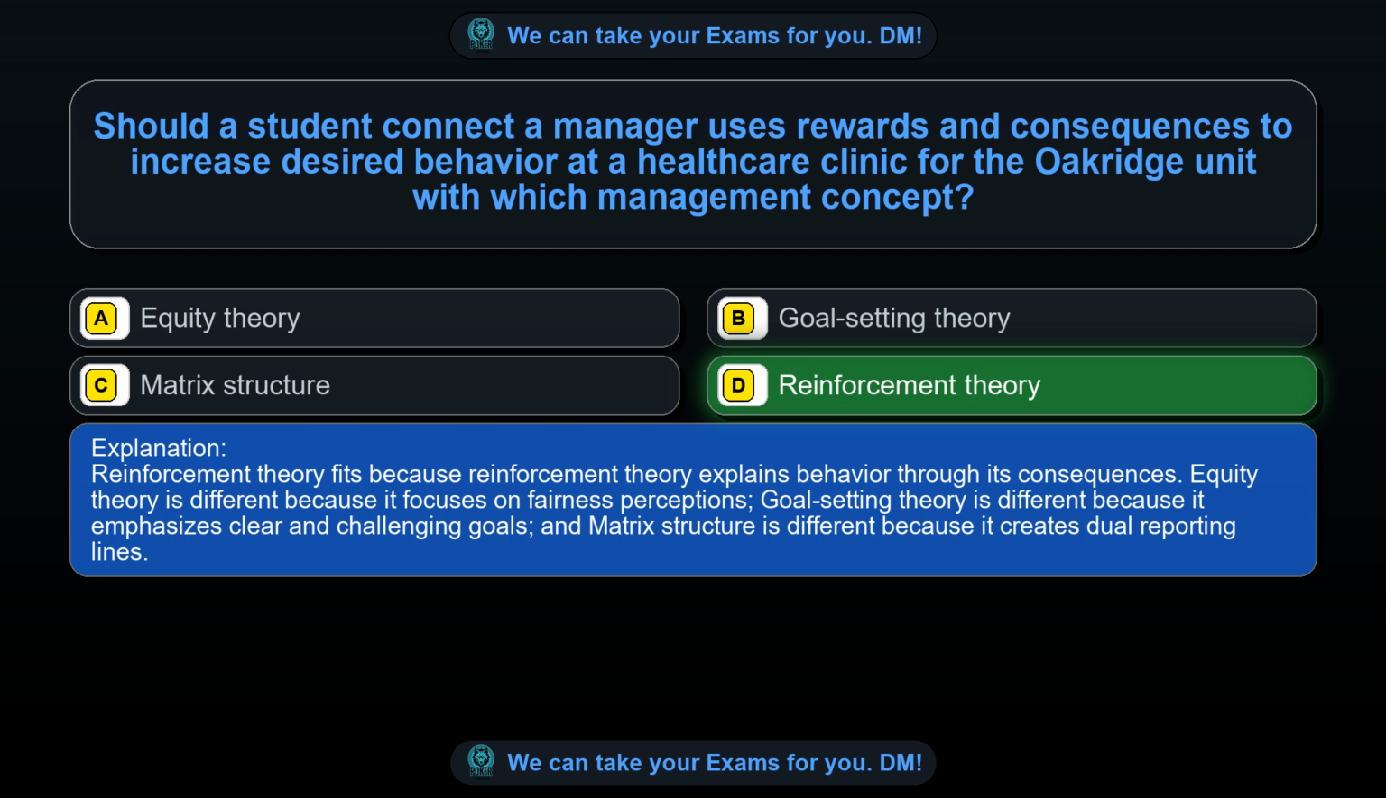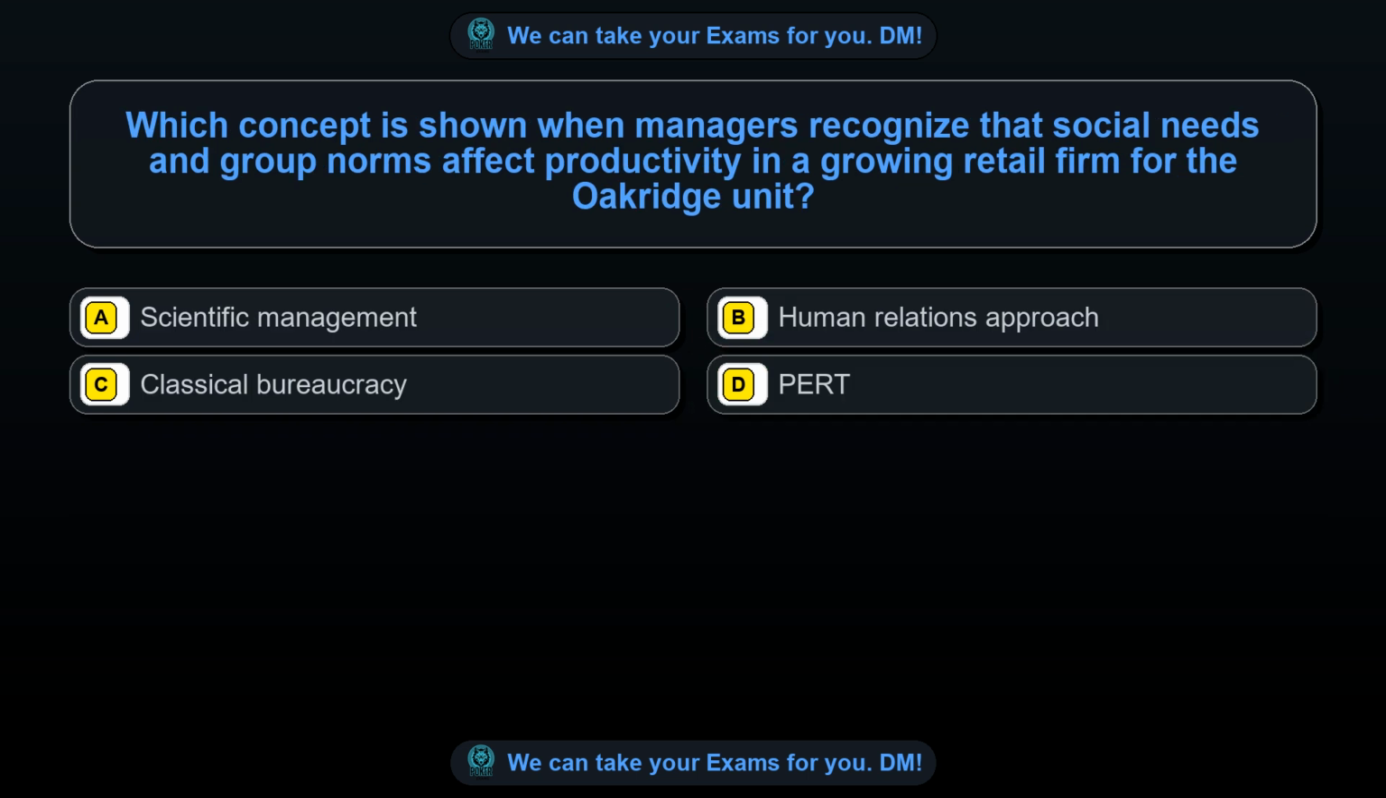Question 80. Which concept is shown when managers recognize that social needs and group norms affect productivity in a growing retail firm for the Oak Ridge unit? Option A, scientific management. Option B, human relations approach. Option C, classical bureaucracy. Option D, PERT. The correct answer is option B, human relations approach.